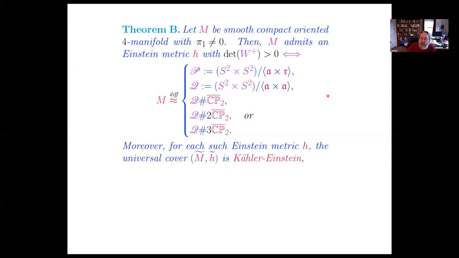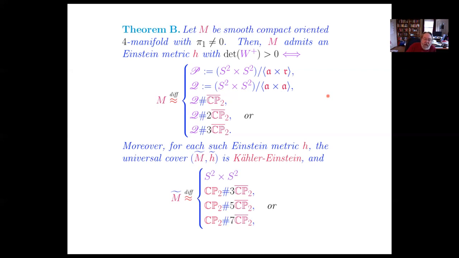Kähler-Einstein metrics on del Pezzo surfaces, either S2 times S2 or CP2 connect sum 3 CP2 bars, or CP2 blown up at 5 points, or CP2 blown up at 7 points, where as an algebraic variety, these are defined over the real numbers, not just over the complex numbers, but where the real locus is empty.